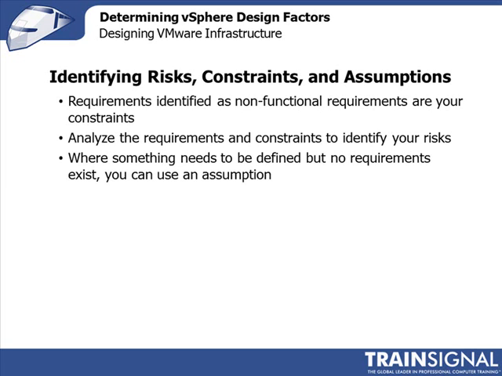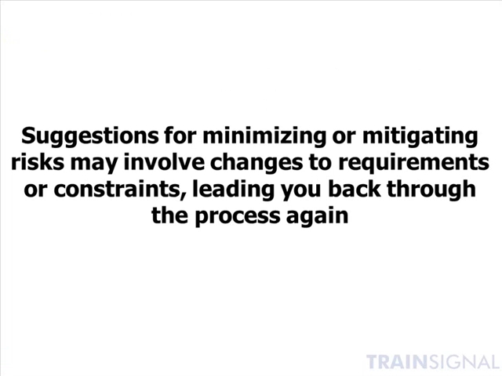And then where information wasn't able to supply a requirement or a framework in which you can operate, then you might need to define something to say this is how the design is going to operate. You would define that using an assumption. As you go about identifying risks, you're going to want to provide suggestions for minimizing or mitigating risks, which will then lead possibly to changes to requirements or constraints, and that will in turn lead you to go back through the process again. Again, referring to that cyclical process where we have to go through these steps until everything has settled out and we have approval.